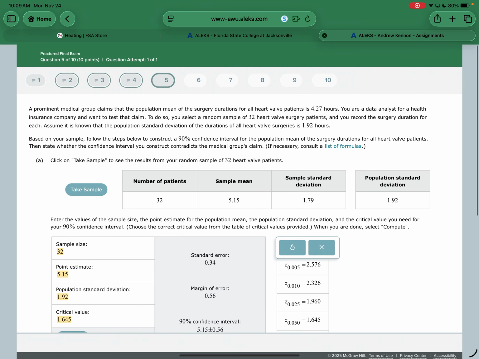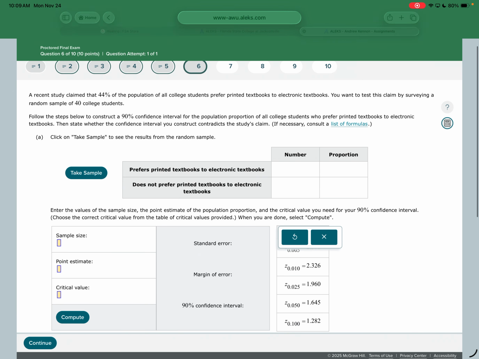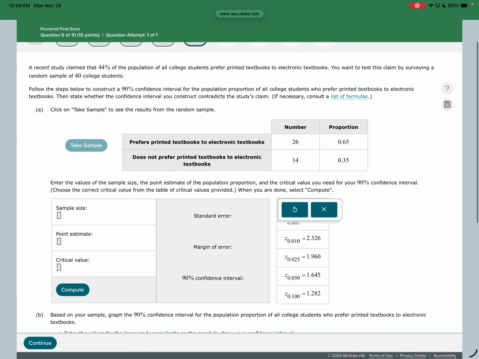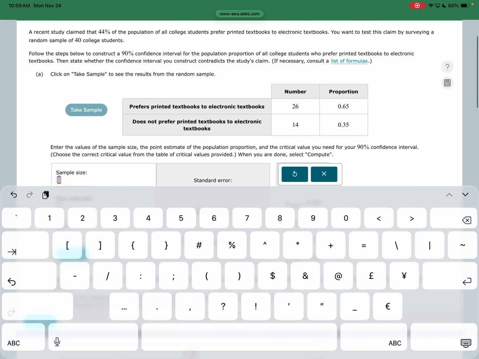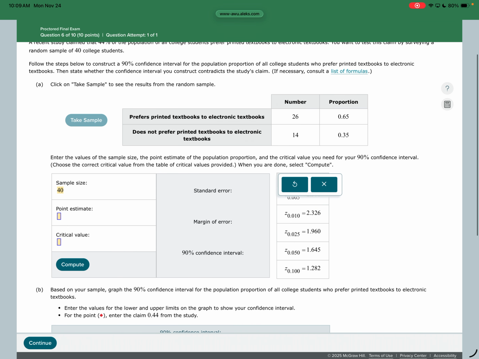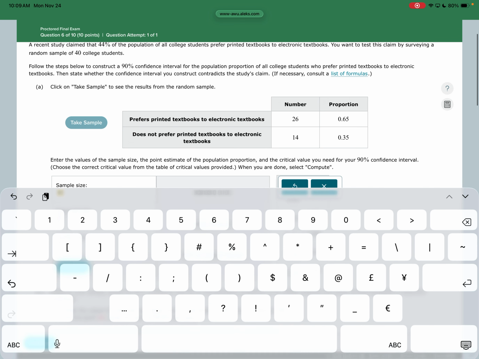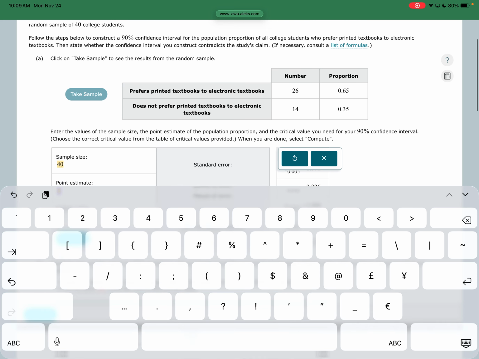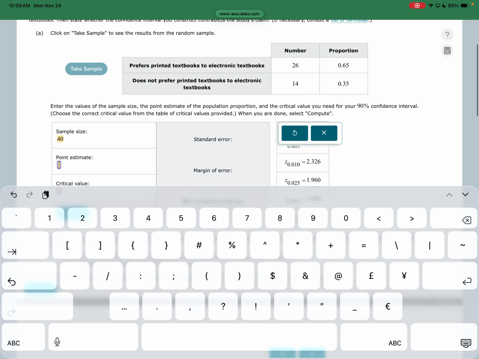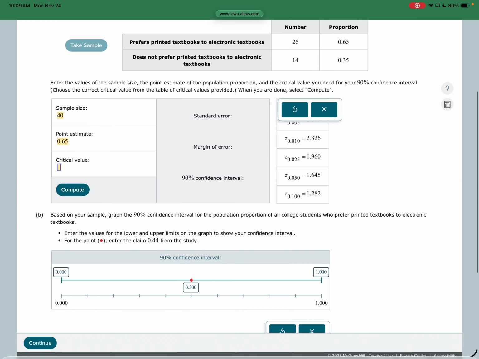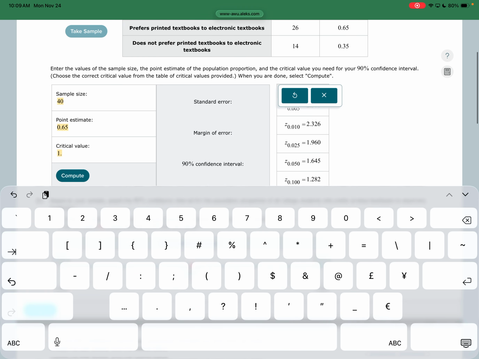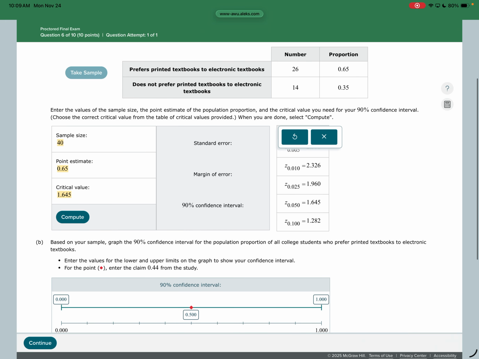All right, I believe the last 5 on this test may be all like critical, or oh no, this is another confidence level. So here, the same thing, but a proportion, 90% confidence level. My sample size here would be how many people we asked, which is 40. You may have to add those up, 26 and 14. It does say it in the problem at the top too. The point estimate, we are looking at the people who prefer printed to electronic, which would be 65%. The critical value here is 90%, so it's going to be the same as last time, the 1.645. To figure that out, 1 minus the confidence level, 1 minus 0.9, divided by 2 would be 0.05. So that tells us the 1.645.